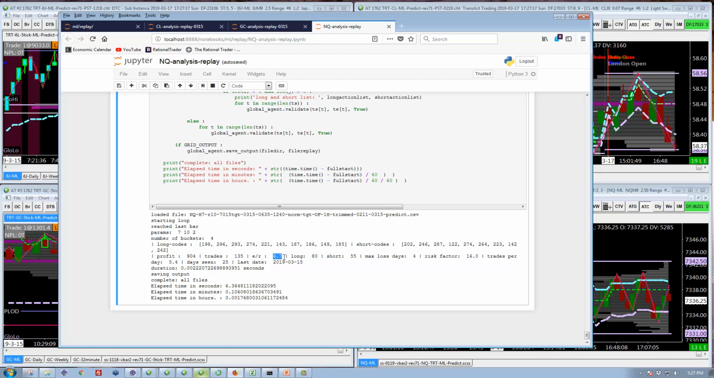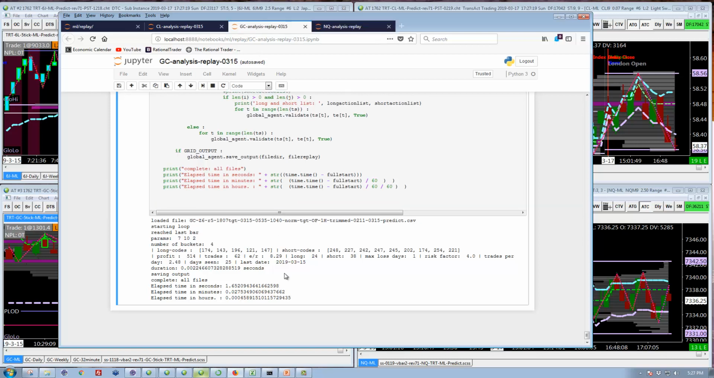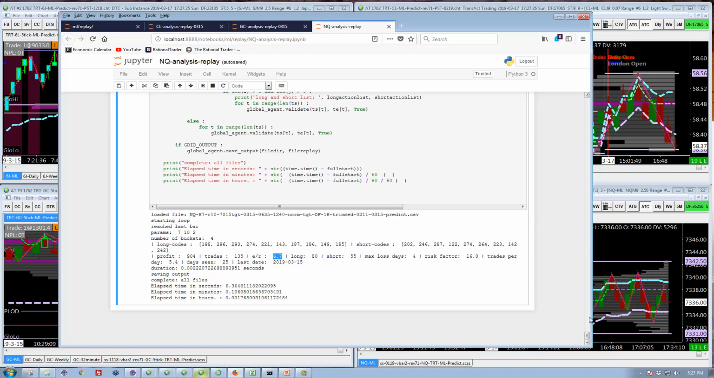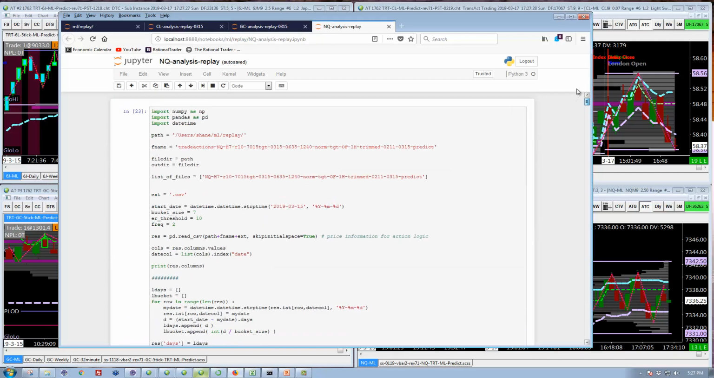The ER is about the same that we've been seeing, right? 6.7. This is 8.29 in gold, 6.42 in oil. Let's take NASDAQ up to 11. I think this was the threshold as well. That's interesting that it's always 10 and 11.